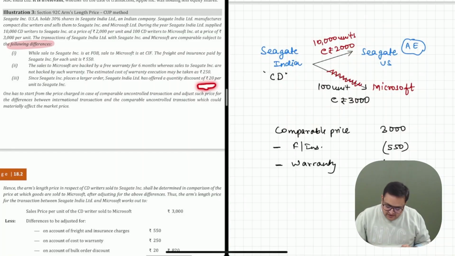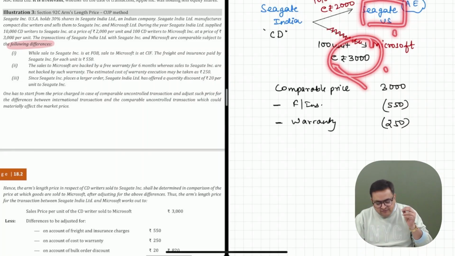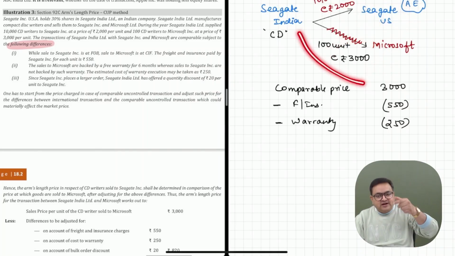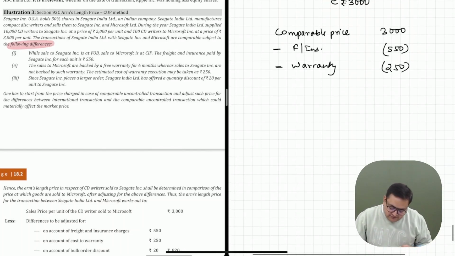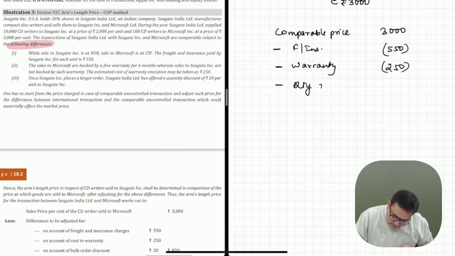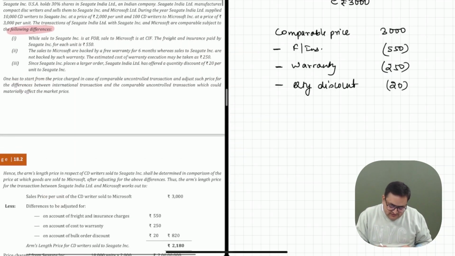It is written over here. So because this is an extra amount, if we would have sold it to any other person, let's say Microsoft, we would have charged 20 rupees less if it had been a bulk order. So we will subtract that quantity discount also. 20 rupees. Okay, what else is written over here? Now I have given the answer over here. So these are the differences.